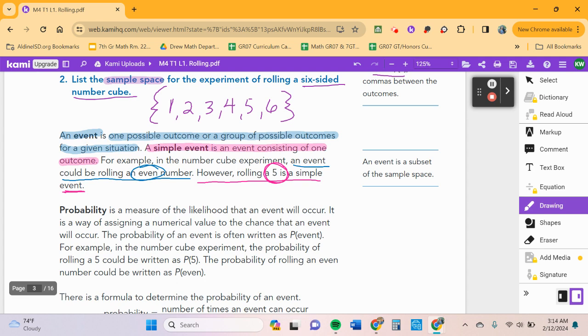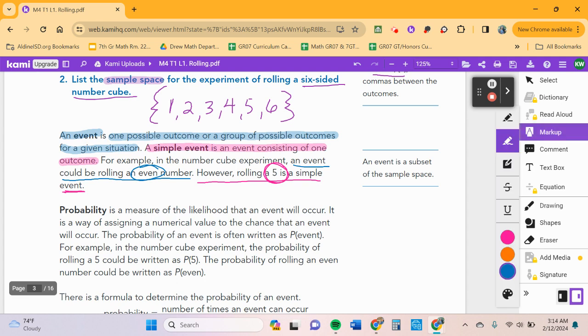Odd numbers, I have several odds. Prime numbers, 1 is a prime number, 3 is a prime number, 5 is a prime number. So those are just examples. A simple event is just one. An event can be more than one.